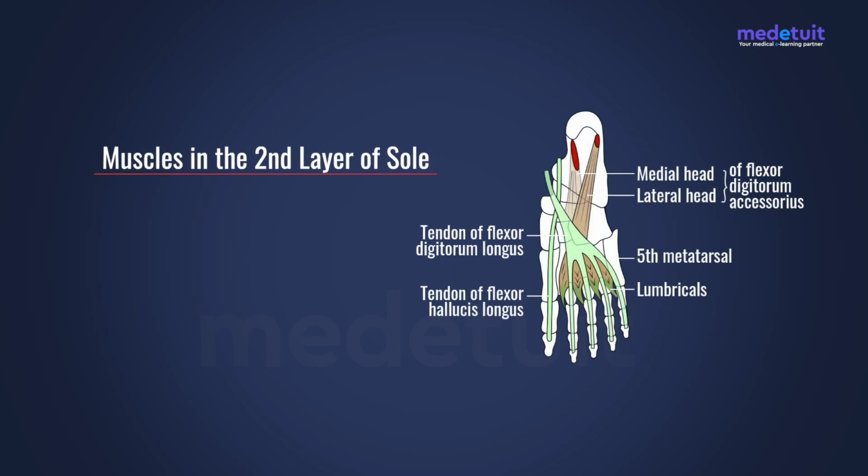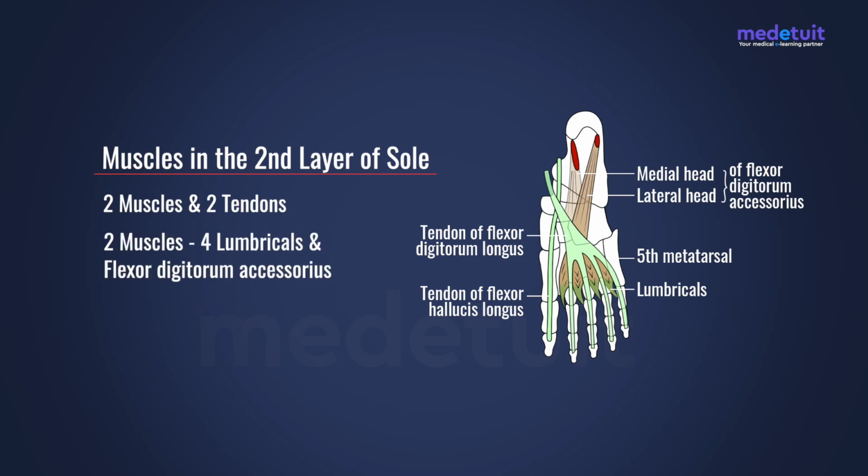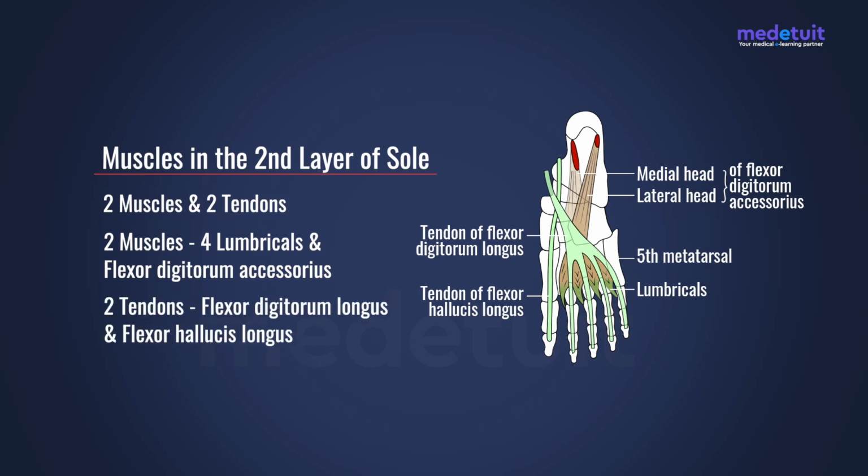Muscles in the second layer of the sole, we have 4 structures. We have 2 muscles and 2 tendons. The 2 muscles are the 4 lumbricals and the Flexor Digitorum accessorius. Apart from this, we have 2 tendons which cross each other, that is the Flexor Digitorum longus and Flexor Hallucis longus. Let us discuss the muscles in detail.